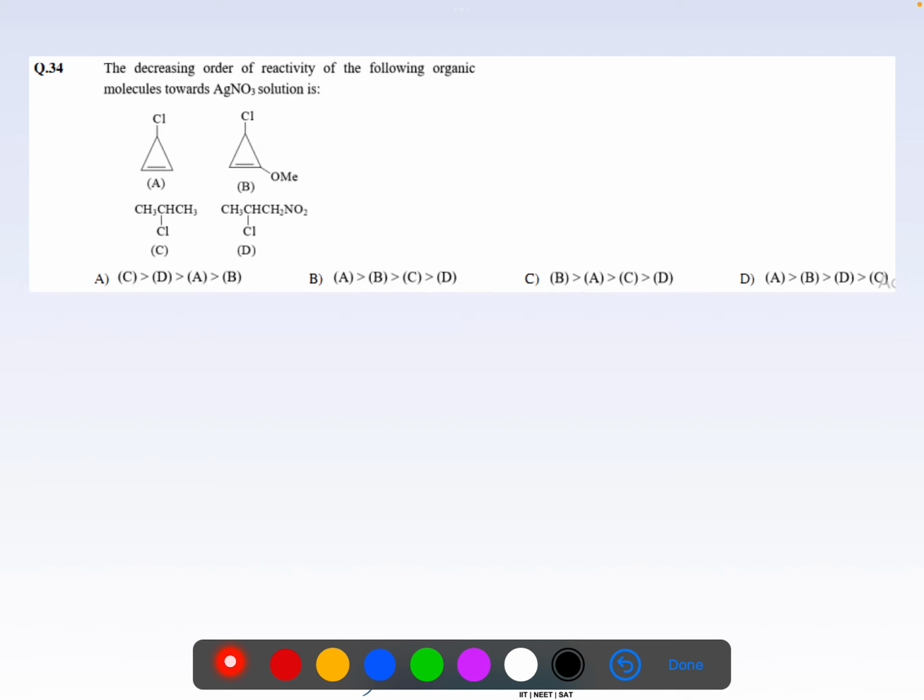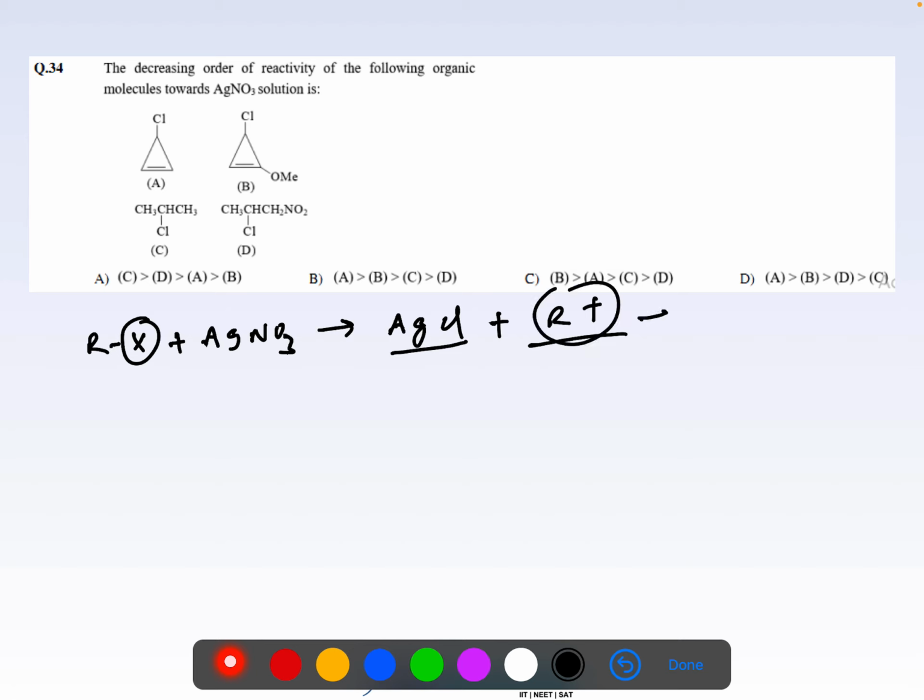So in this reaction, if you take any alkyl halide, treat this with AgNO3. See, this Ag plus will be combining with halogen part to give AgCl, and the R will be converting into carbocation. So the reaction will depend upon the stability of this carbocation.